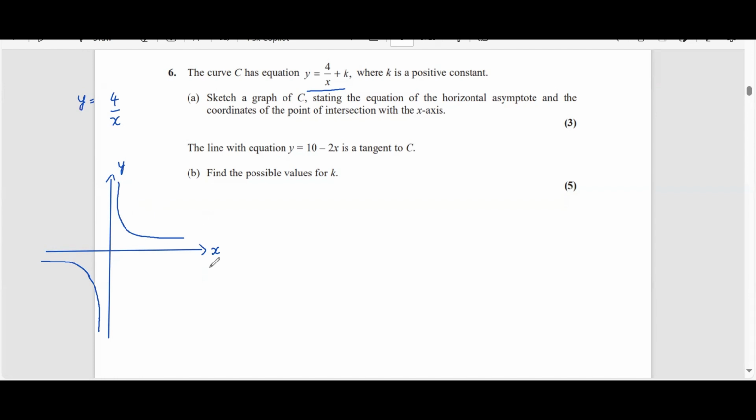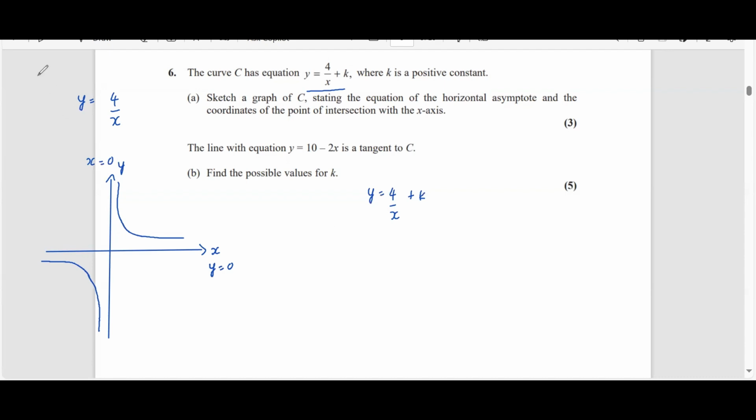Now here, clearly you can see the asymptotes are the x-axis and the y-axis. The x-axis is represented by the equation y equals 0 and the y-axis is represented by the equation x equals 0. So whenever there is an asymptote, try to write down the equation for the asymptotes even if it is not mentioned. Now this is not the graph that we need. Y equals 4 by x is what we have. We need y equals 4 by x plus k. That means we need to pull this curve up by k units.